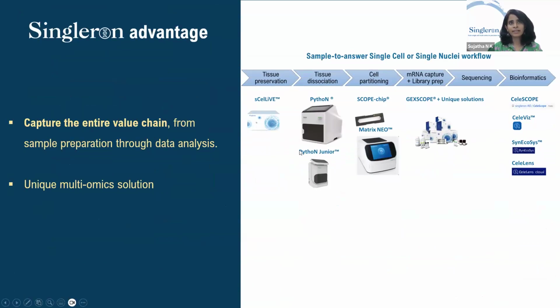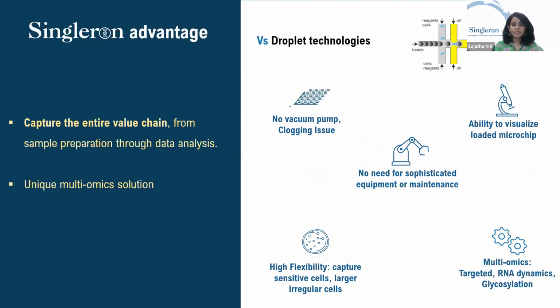So for the last part, I think I'm just going to bring to your attention some of the advantages that you do get by using the Singleron workflow. We do believe that we capture end-to-end, so you have the entire value chain really, from how to prepare your samples to analyze your data, and then a number of unique multi-omic solutions. Of course, the question then comes up, how does it compare to other technologies that you may have heard about? So I will just do a quick overview.